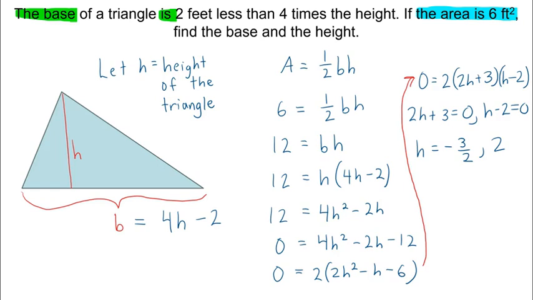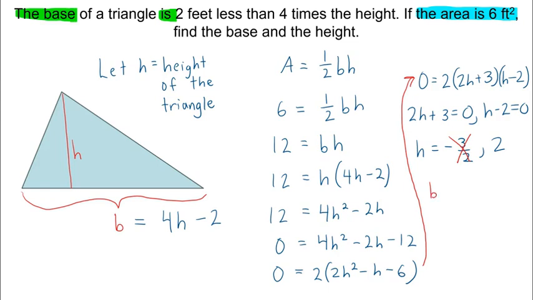But here again, because we're solving an application problem, we have to determine which of these solutions makes sense. Well, obviously it doesn't make sense for the height of a triangle, or the height of anything for that matter, to be a negative value. So negative 3/2 is not a likely solution for my application problem. 2, however, is. So if 2 is the height, what's the base?